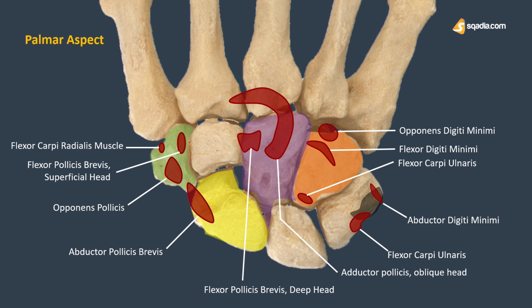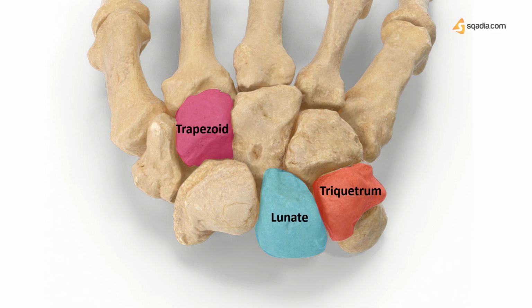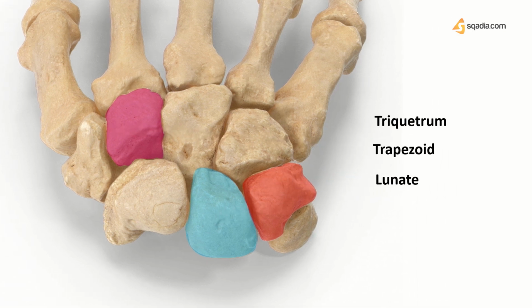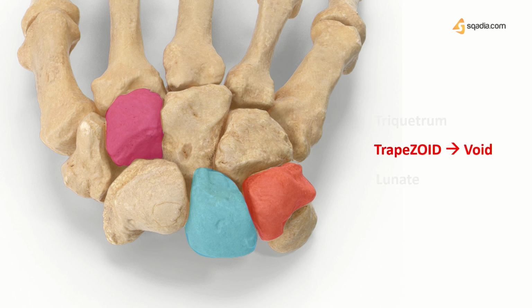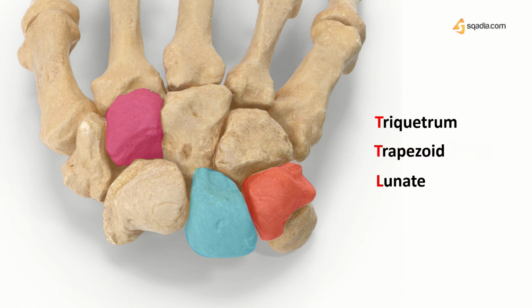Remember, the lunate, triquetrum, and trapezoid do not have any muscle attachments. You can recall that the trapezoid is void of muscle attachment. So we have three bones, starting with the letters T, T, L. Let's make a mnemonic out of this. Try to learn. Now I hope you get this very well.